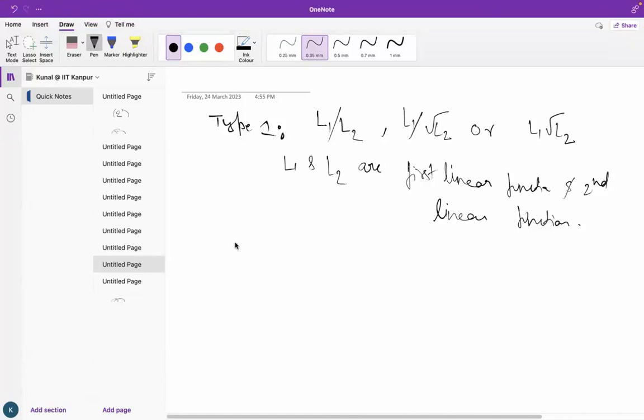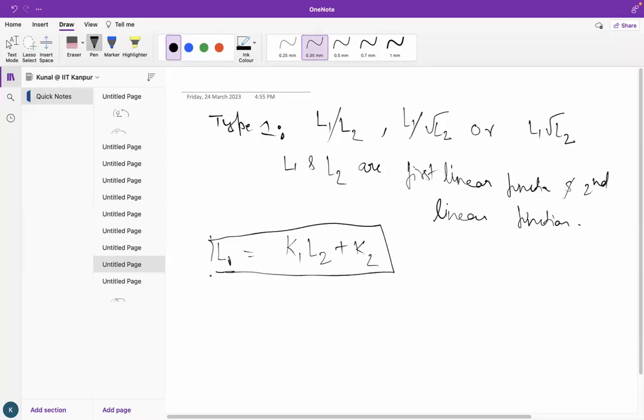reduce it to a form where the linear function in the numerator can be written in terms of the linear function in the denominator with some constant. So it looks like k1 L2 plus k2. We can reduce the linear function of the numerator to the linear function of the denominator in such a form. And then we equate and find k1 and k2, right? So let's look at an example here.